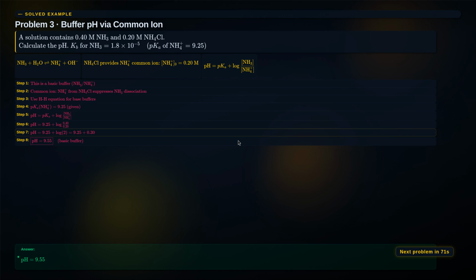Step 3. pKa of NH4+ is 9.25. Step 4. pH equals 9.25 plus log of 0.40 divided by 0.20. Step 5. pH equals 9.25 plus log of 2. Log 2 is 0.30. The answer: pH equals 9.55. This is a basic buffer with pH above 7.